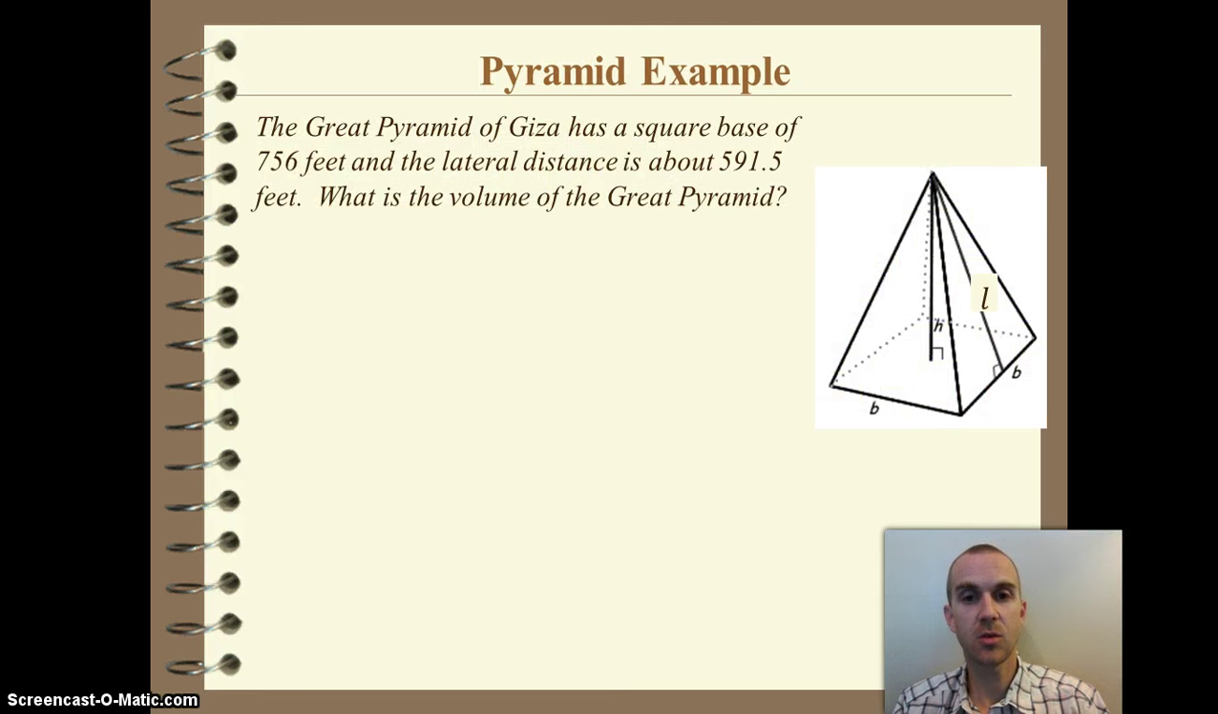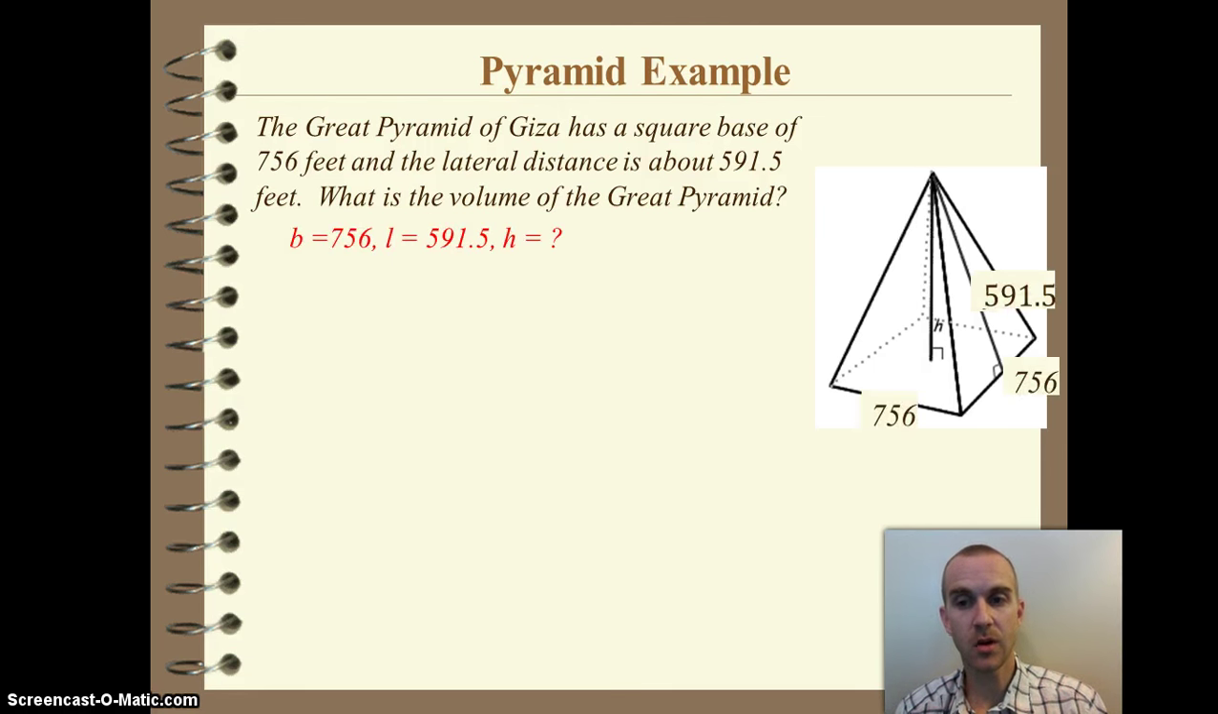Now say that I'm going to look at another example of a pyramid. The Great Pyramid of Giza has a square base of 756 feet and a lateral distance, which is the same thing as the slant height, of about 591.5 feet. And I want to know what's the volume of this Great Pyramid. So first thing I do is I label what I know.